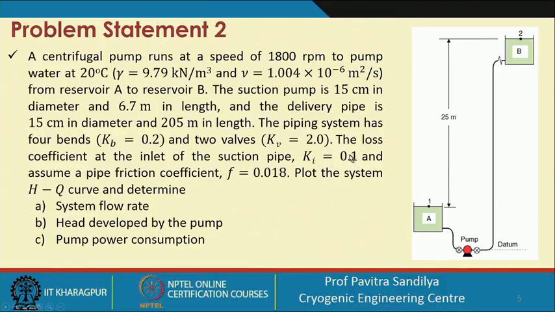And that means the NPSH will change, and the loss coefficient in the suction pipe is given to be this 0.1, and the pipe friction coefficient can be assumed to be this value, and we have to plot the HQ curve for this particular system, and we also have to determine the system flow rate, the head developed by the pump, and the pumping power.